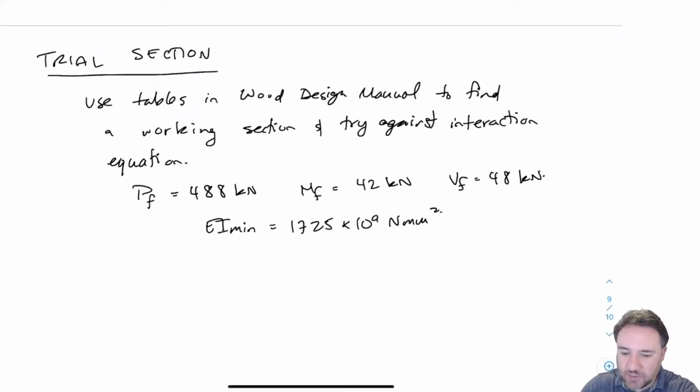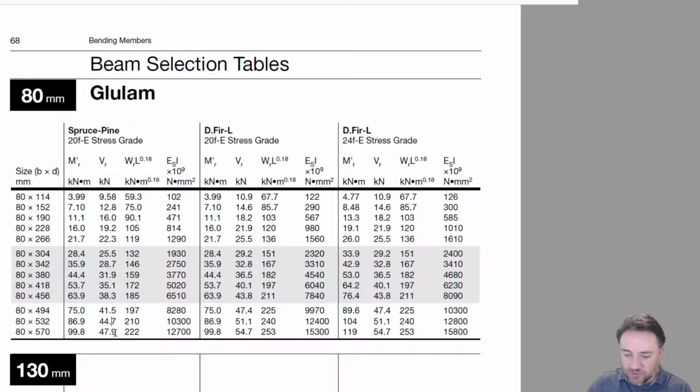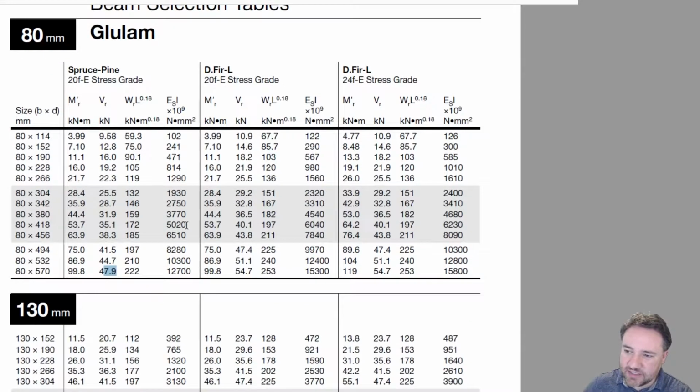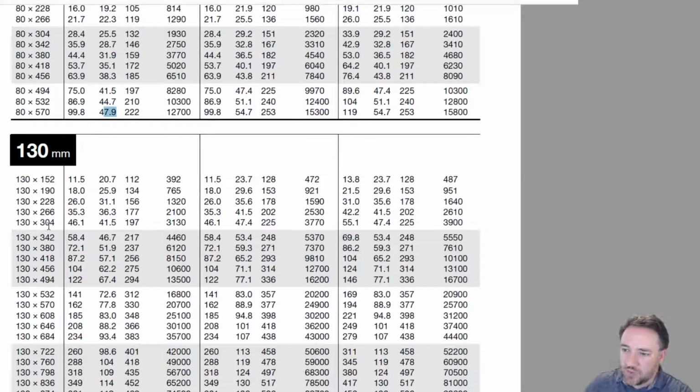Okay, so that means if I go back to this, going right for that shear value, the 80s don't look like they're really going to work. We could do a 130, and the shear that would work is probably one of these two. So that would be a 130 by 418 maybe. The moment value is high enough. It's about double our factored moment. So the factored moment was 42. This is 87. It's about double that. Shear is 48. We have to take into account that there's a notch. So yeah, maybe 57 is okay.